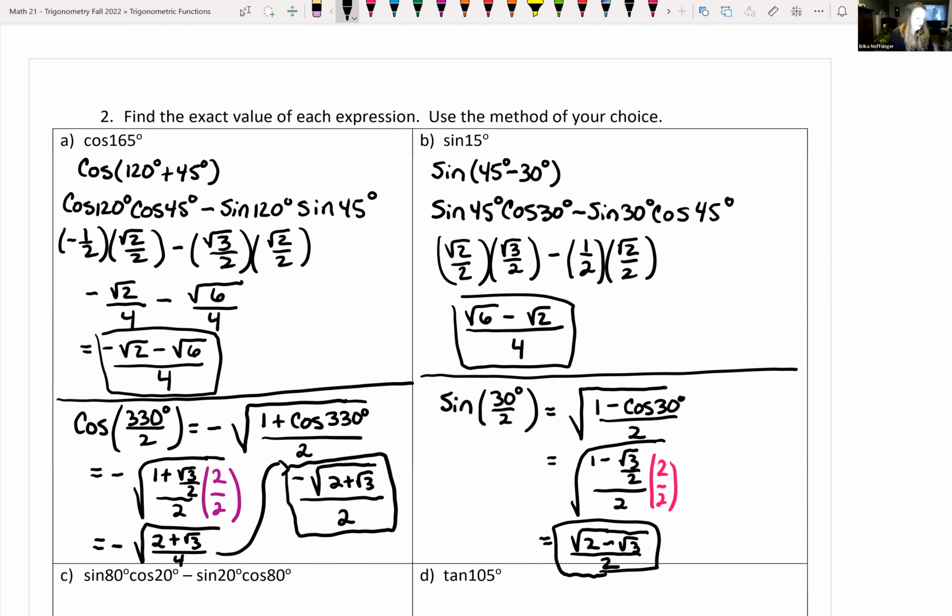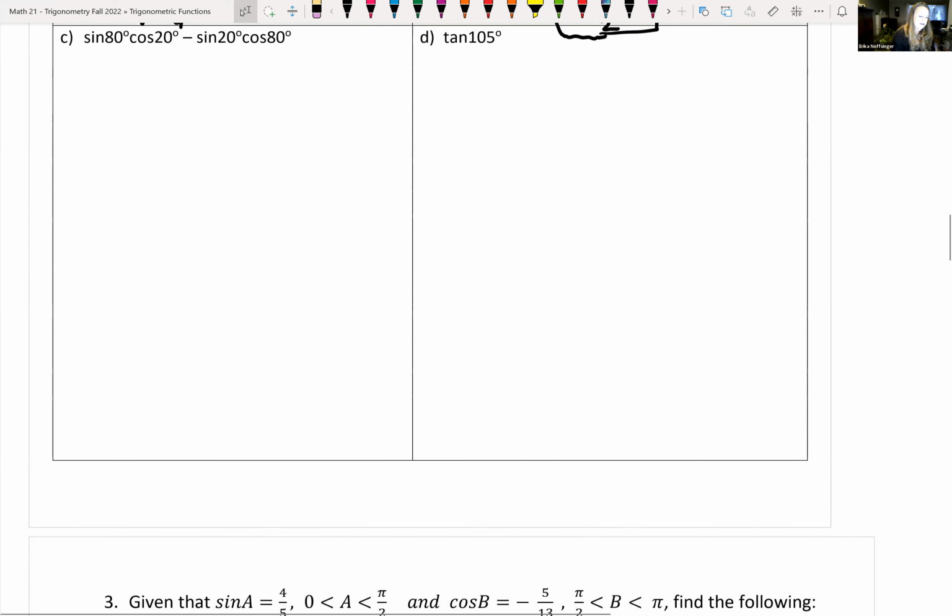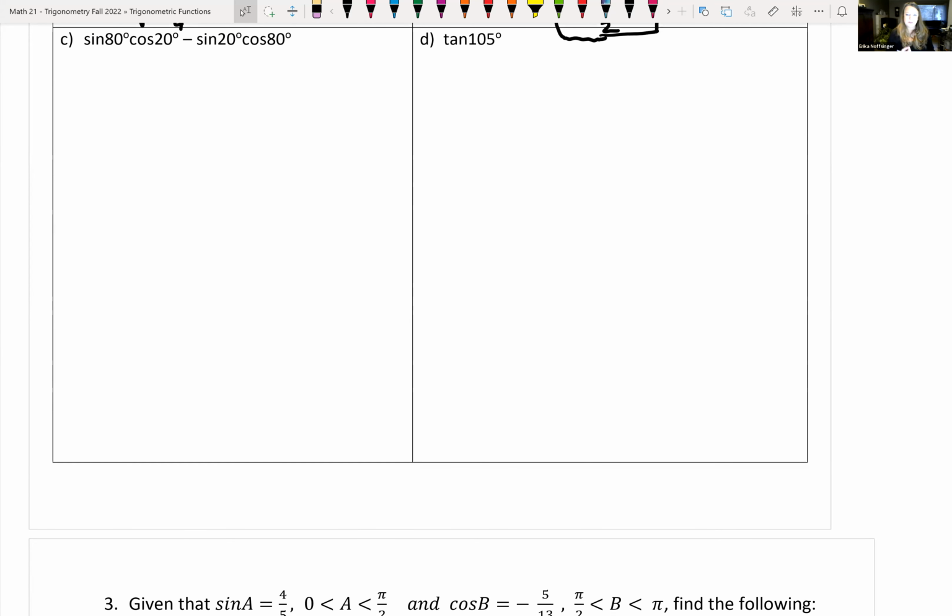So let's move on to question 2, part C. If you're looking at this, you can see that we have sine of 80 degrees times cosine of 20 degrees minus sine of 20 degrees times cosine of 80 degrees. So I see a sine, cosine, minus sine, cosine. That throws up a flag saying, wait, that looks like a difference of 2 angles for sine, which it is. And so let's rewrite that as the difference of 2 angles. This is the same thing as sine of 80 degrees minus 20 degrees. This is sine of 60 degrees. We know that sine of 60 degrees is root 3 over 2.